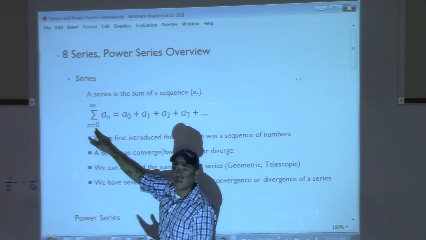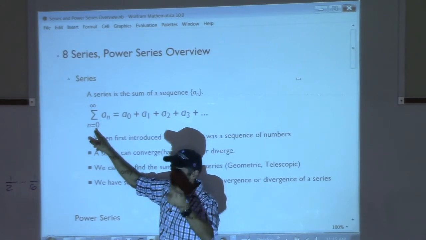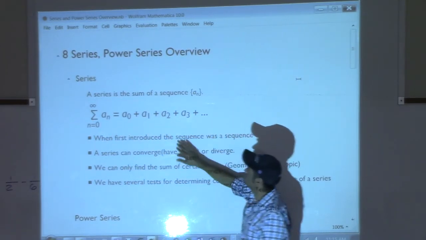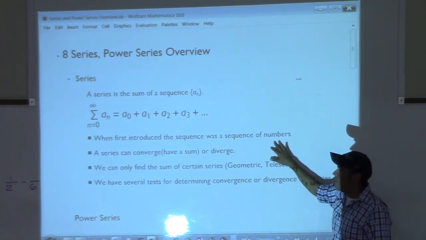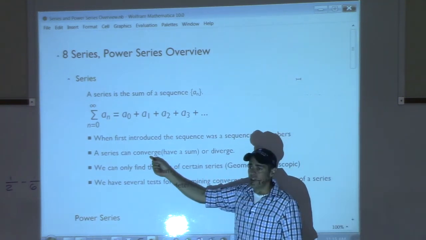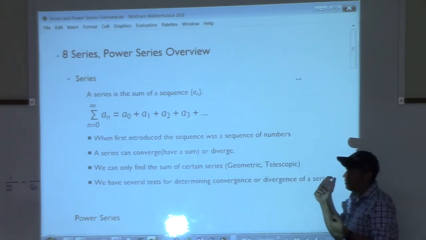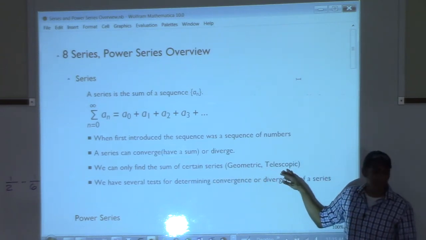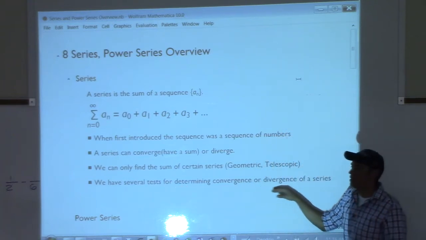Here I'm starting at n equals 0, even though when we first started it was n equals 1, right? So n equals 0 to infinity here is just adding up what? Just a bunch of numbers, right? We learned that it can either converge, actually go and have a sum, or it could diverge. We can only find the sum of certain series, geometric and telescoping. We have several tests for determining convergence or divergence.